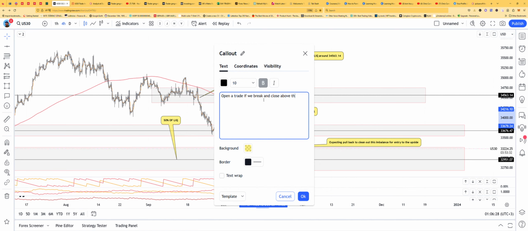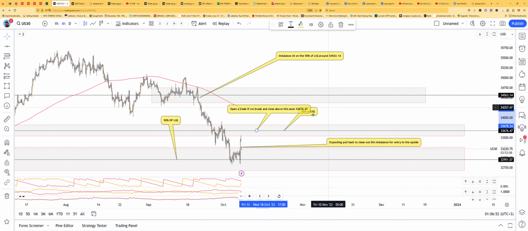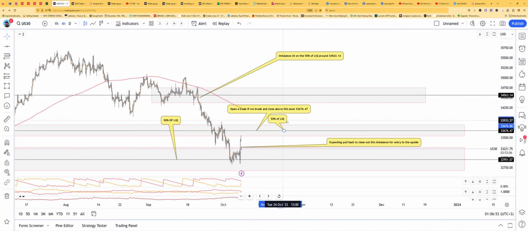Open a trade if we break and close above this zone. The zone I'm talking about sits around the 33,676.47 area. Open a trade if we break and close above this zone. A trade. There is no specification of the kind of trade, just a trade.